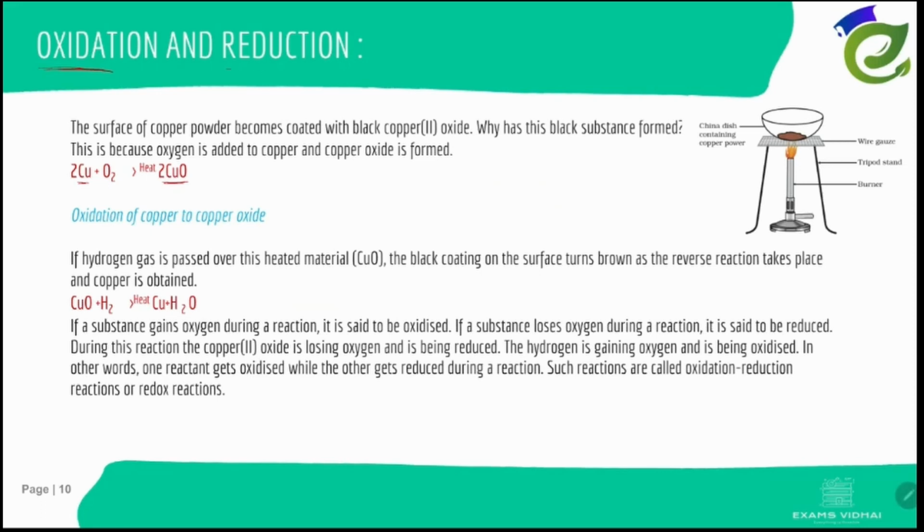And what is a reduction reaction? If oxygen is removed, that reaction is called a reduction reaction. If we pass hydrogen over the copper oxide, we'll get this reaction back. These products are getting formed again because of the addition of hydrogen. Because hydrogen combines with oxygen to produce water, which means oxygen is being removed from copper oxide. Therefore, this is known as a reduction reaction.